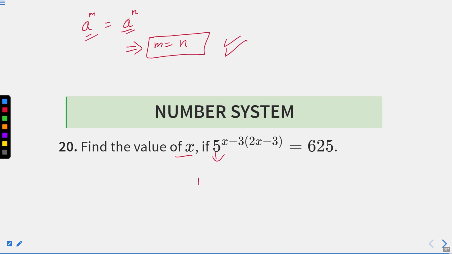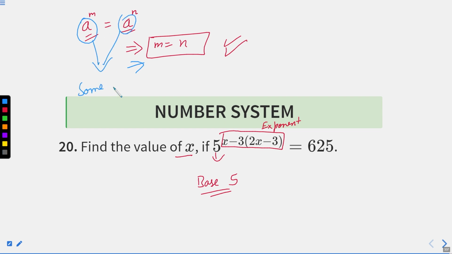So here the base is given as 5, and this is our exponent. In order to get this kind of relation, we need the same base. But here the base is 5, and here is just 625. So we need to convert it somehow into the base of 5. So let's see how we are going to convert it.